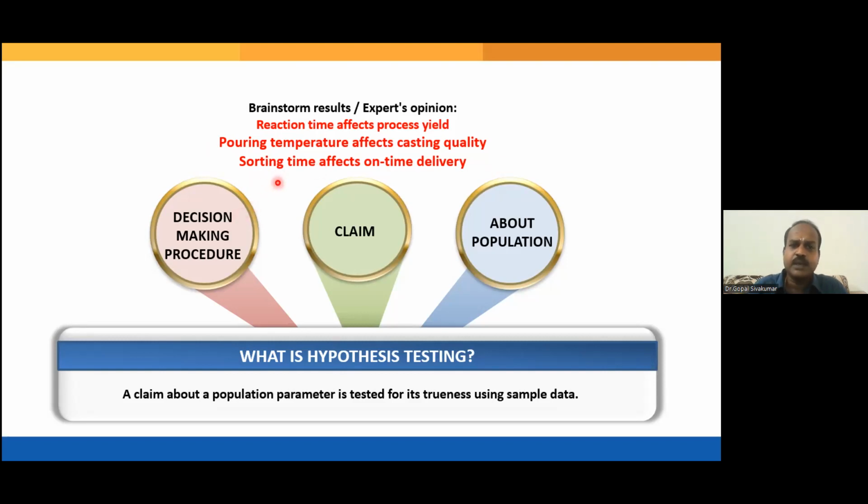And the third thing: sorting time affects on-time delivery. It's a simple case. If the sorting process is easier, then deliveries will happen on time. So right now, these are all opinions. Are they fact or not? These are all claims, and each and every claim we need to validate. For that, we'll do some experimentation on each of these claims, and then we will make a conclusion.